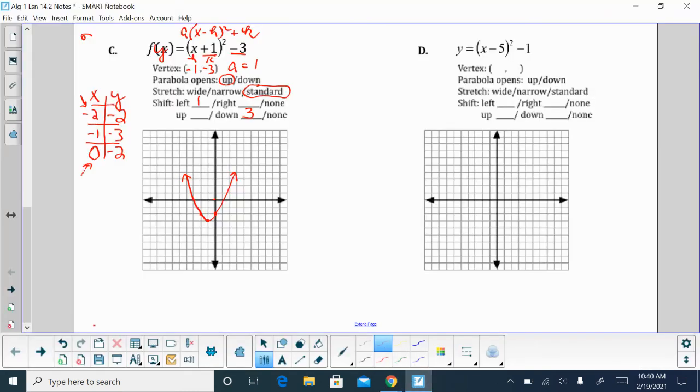So going back to my document, that's just some information you can gather. If it's in vertex form, you can quickly find the vertex, that point where the behavior of my graph changes. And you can also quickly see how much it shifts up, down, left, right, and then of course how it compares to a standard parent function.